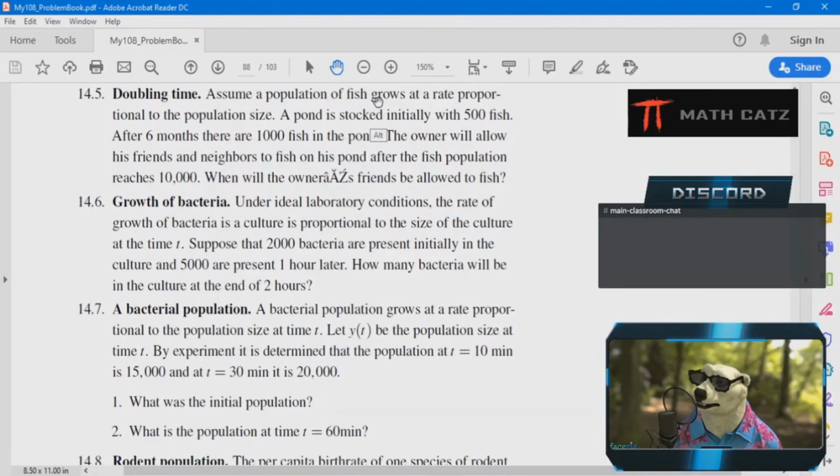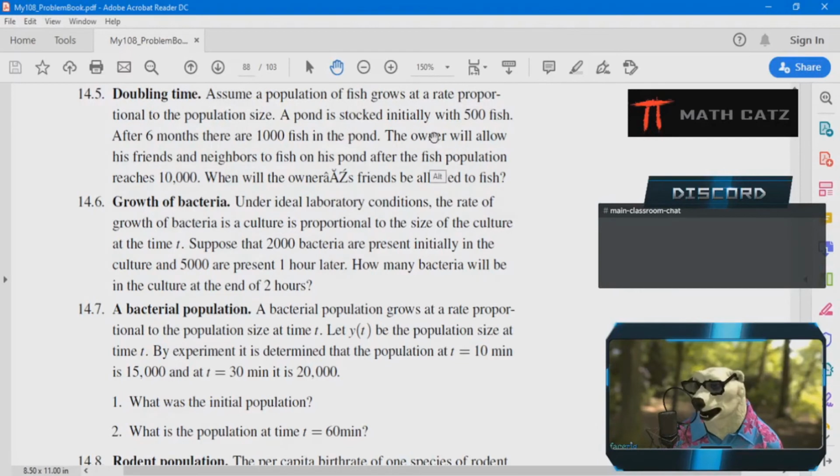Assume a population of fish grows at a rate proportional to the population size. Key sentence again. A pond is stocked initially with 500 fish. After 6 months, there are 1,000 fish in the pond. The owner will allow his friends and neighbors to fish on his pond after the fish population reaches 10,000. When will the owner's friends be allowed to fish?